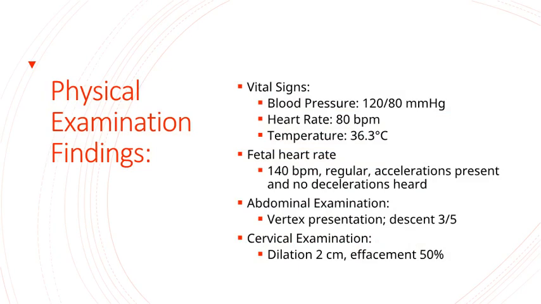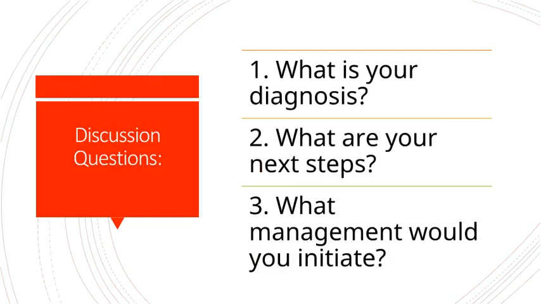You examine the patient and find her vital signs are normal. Auscultation of the fetal heart rate demonstrates a normal baseline. Abdominal exam demonstrates a vertex fetus with descent 3/5. Cervical exam demonstrates that the patient is 2 centimeters dilated and 50% effaced. In this case, we have initial findings indicating latent labor.